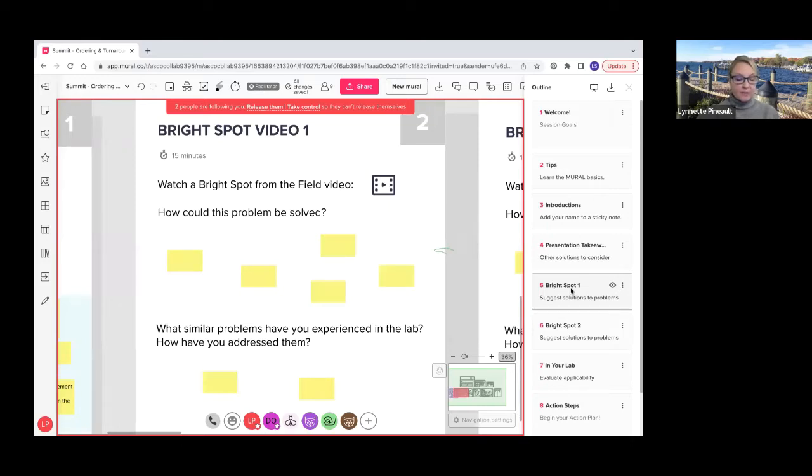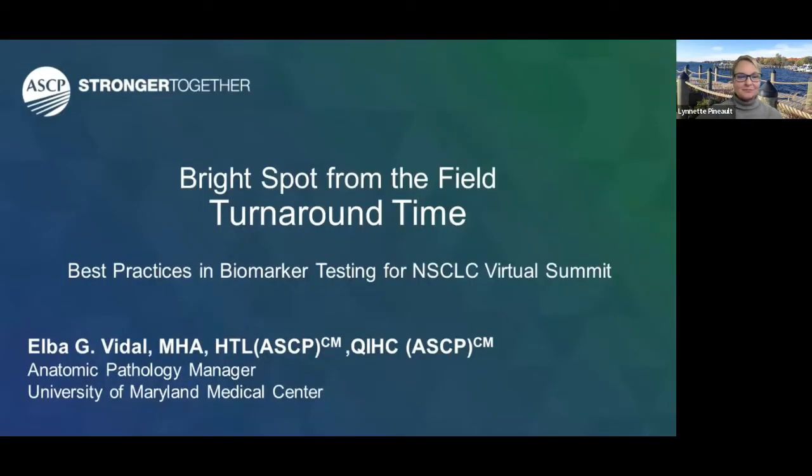So the first one is Elba Vidal. She's the anatomic pathology manager from the University of Maryland Medical Center. She is addressing the problem of lab ordering and turnaround time and how to allocate resources to the ordering role, kind of similar to what we were just talking about, as well as the necessity of educating the histology department, which is what you were talking about, Carla. So I think this is a great segue. If you could play the video for us. Thanks.